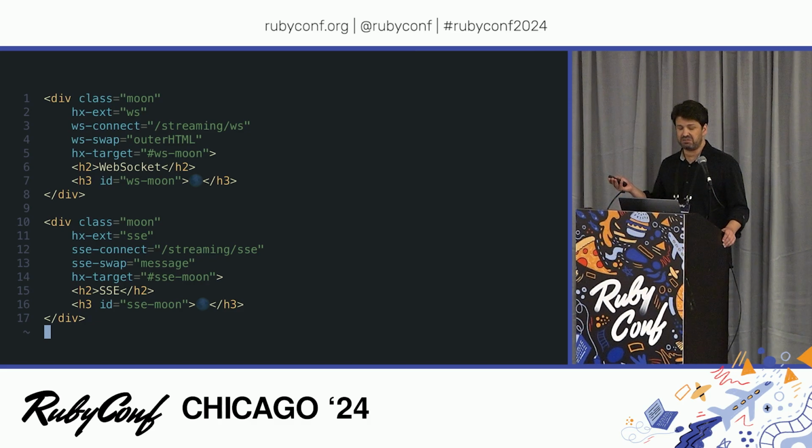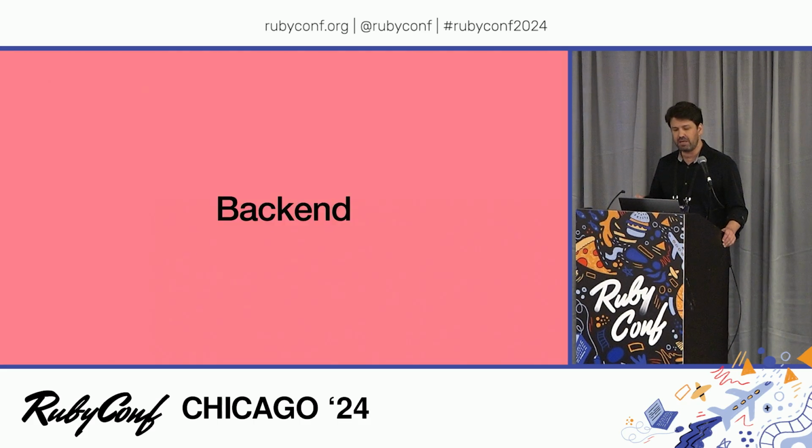I put a moon class on it just for some styling, and then use the extension. The extensions work similarly, except with the WebSocket one you specify the behavior type, whereas with the SSE one there are different types of events. So they're slightly different, in the same way that they are via the JavaScript API.